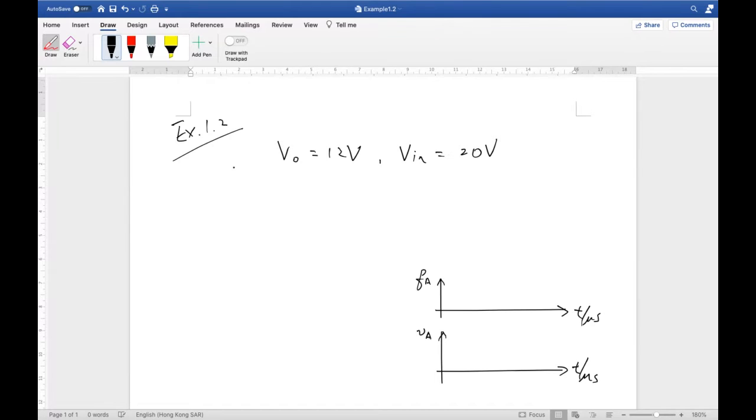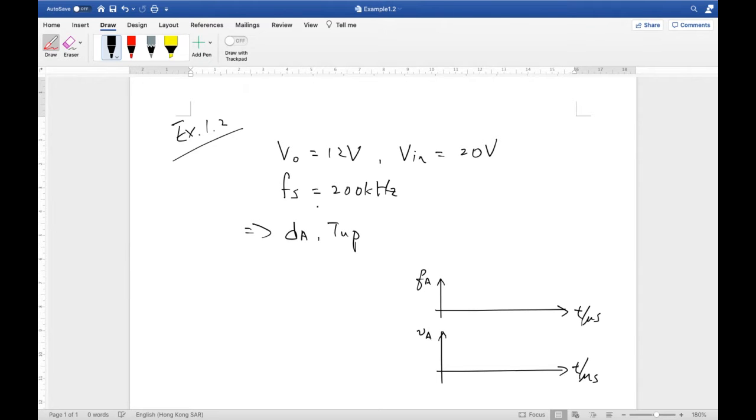Okay, and we also have very important information. Switching frequency is equal to 200 kilohertz. Okay, and then the questions ask us to calculate dA and T-out, right?